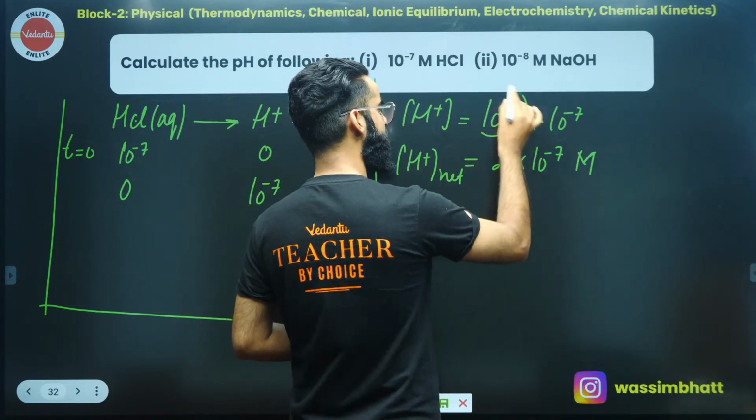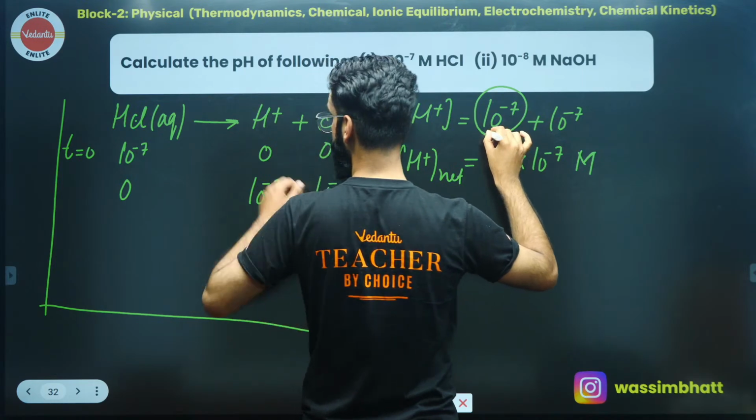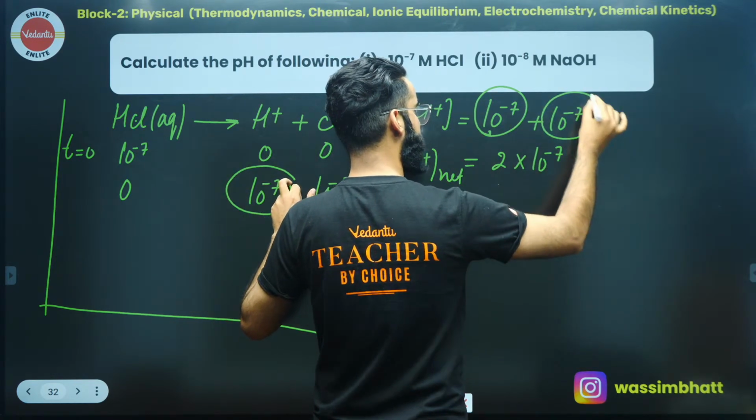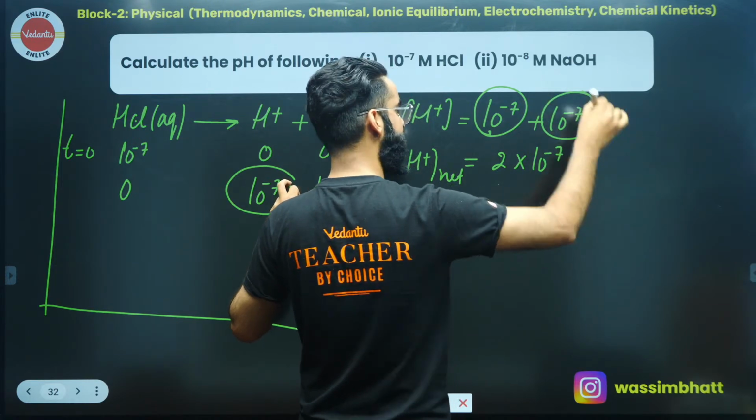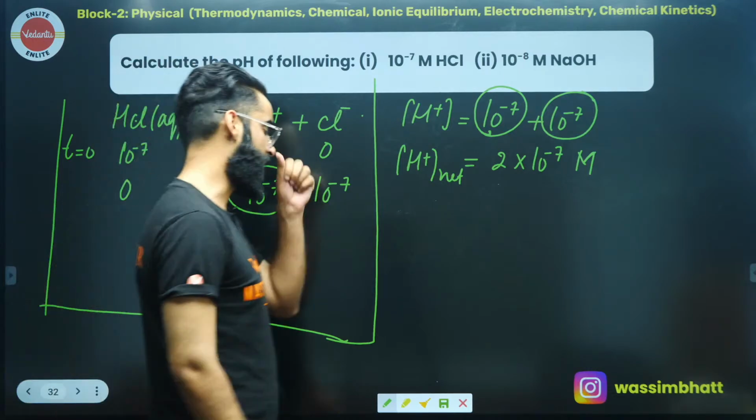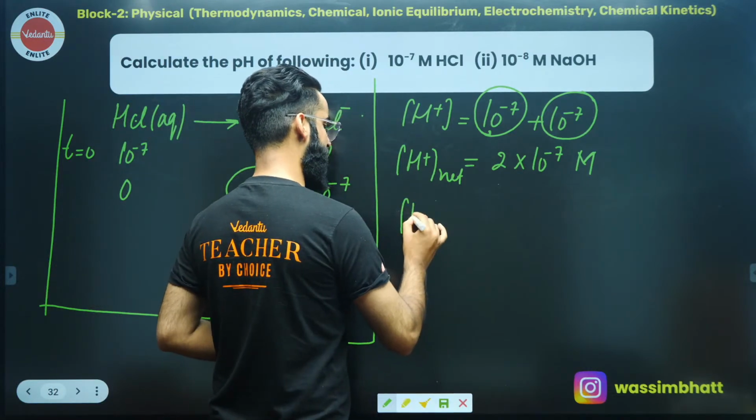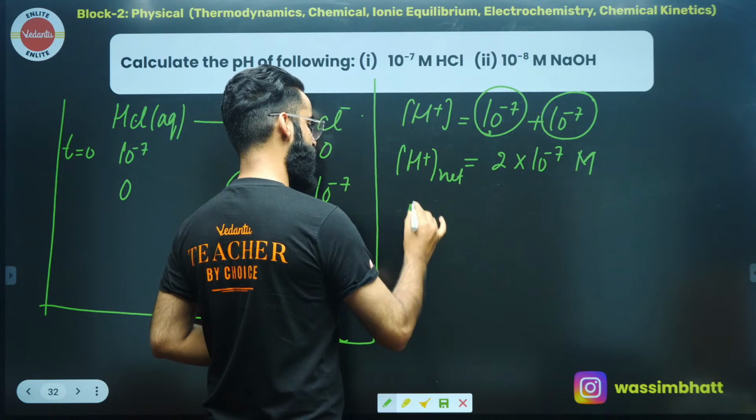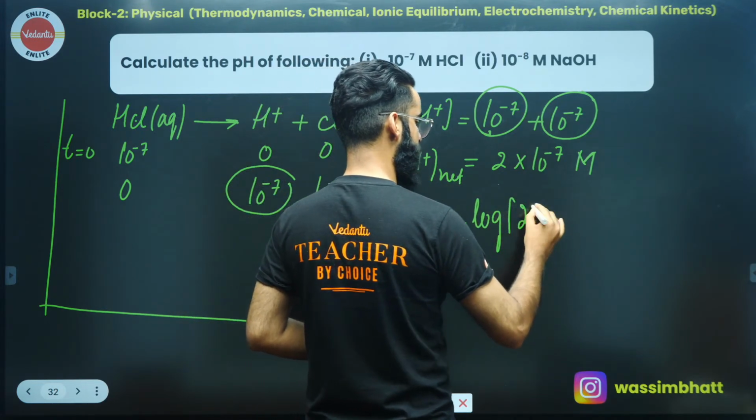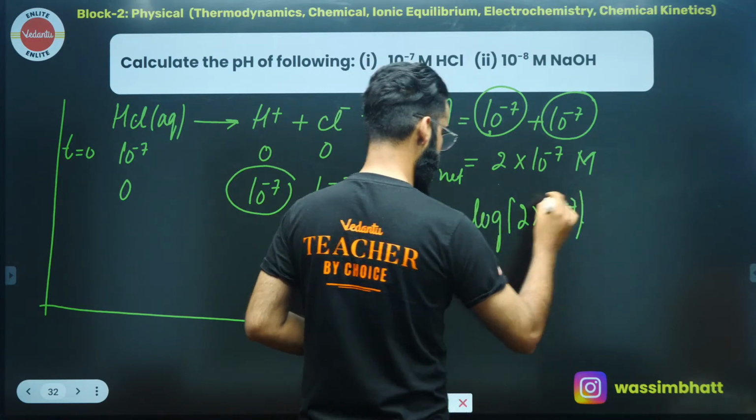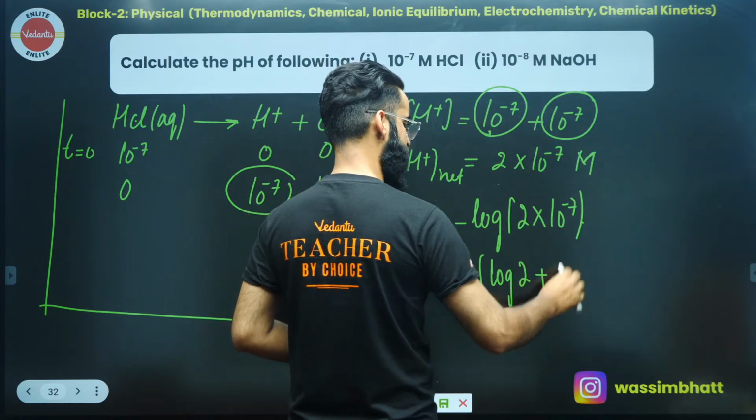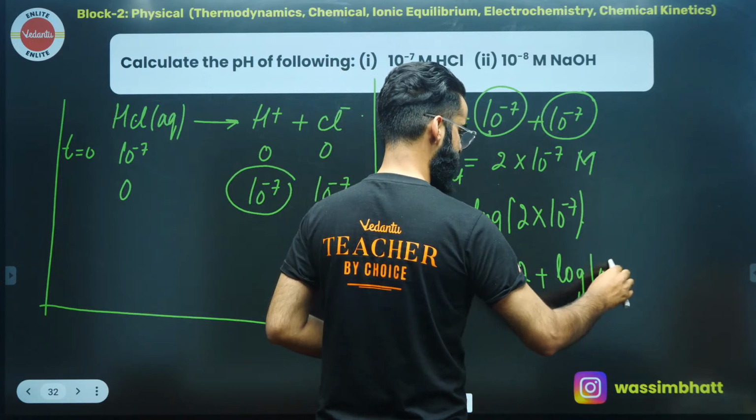Perfect. This one is the H positive ion concentration which is coming into the container due to HCl. And this one is the H positive ion concentration which was already there in the container due to water. Now, if you have the total H positive ion concentration, you can calculate the pH of the solution. P stands for minus log. H positive concentration is 2 times 10 raised power minus 7. Now you need to use the property of log. It's going to be minus log of 2 plus log of 10 raised power minus 7, right?